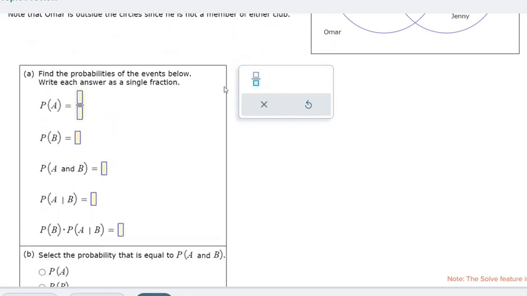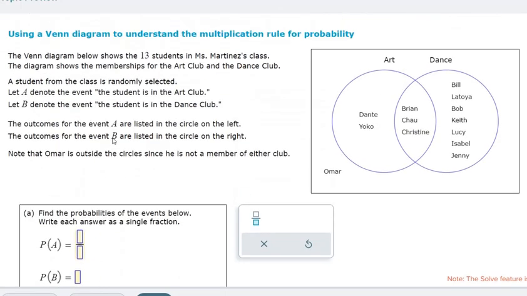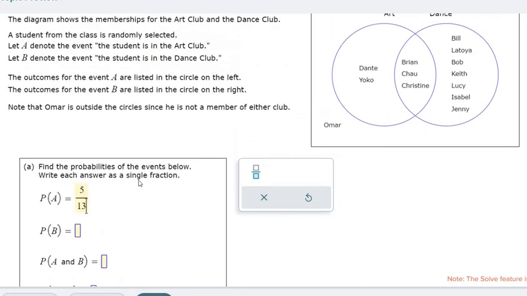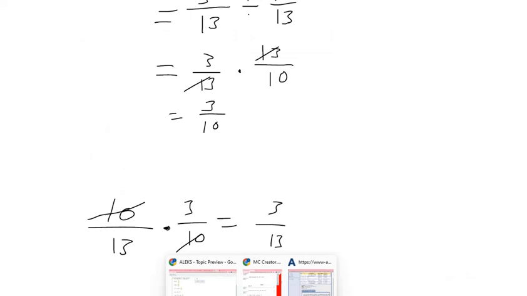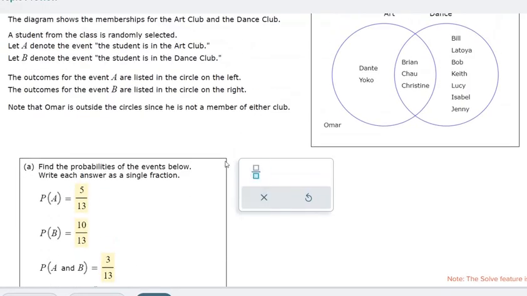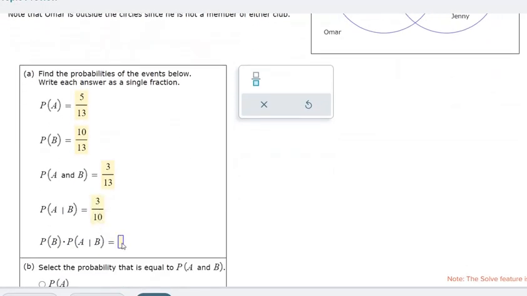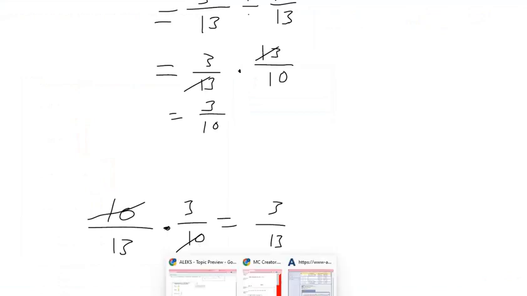So, oops, no, I just deleted everything. Oh no. Man, that's a bummer. I didn't know the start over button existed. This one was 10 out of 13. This one was 3 out of 13. This one was 3 out of 10. And then this one we just calculated to be 3 out of 13.